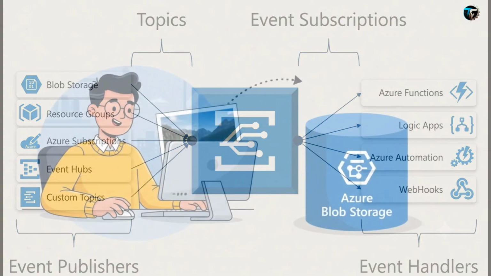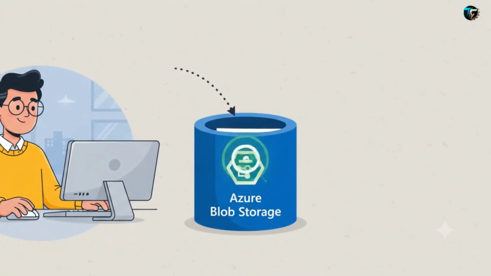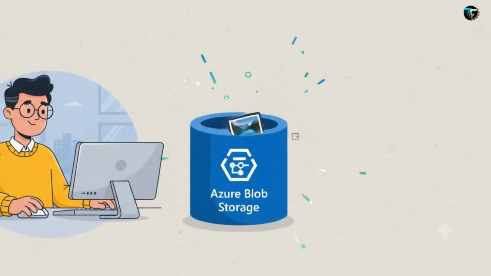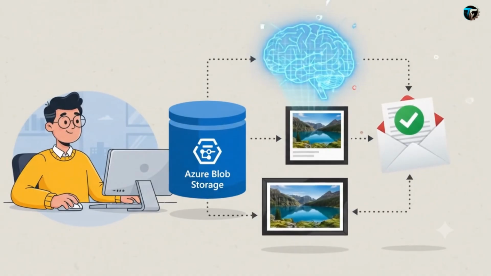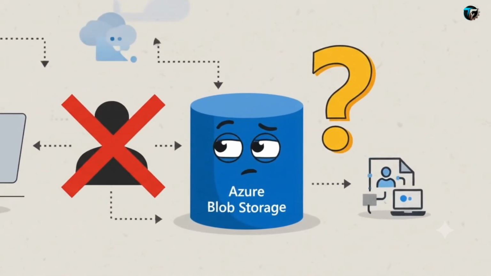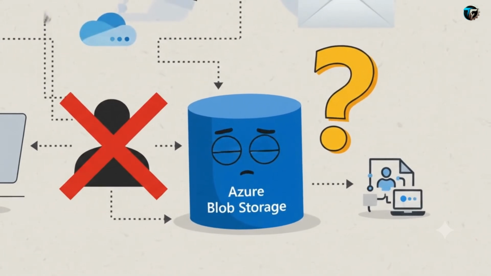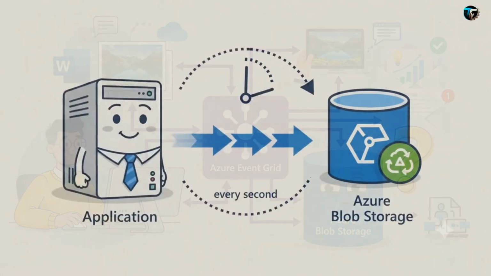Imagine you upload a photo to Azure Blob Storage. Immediately, a thumbnail is generated. An email is sent. AI analyzes the image. No one manually checks the storage account. So how does Azure know that a new file was uploaded? The answer is Azure Event Grid.